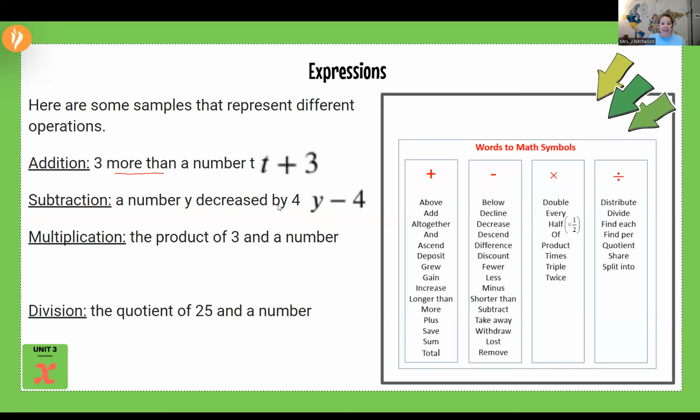The product of 3 and a number, they don't have a specific letter, so you can use whatever letter you want. The product needs to multiply, so we're going to have 3x, 3a, whatever you want. And then the last one, the quotient of 25 and a number. Since 25 comes first, you must write it first. 25 divided by x, it can look like that, like a fraction, because that represents division, right? Or you can also write it out this way. Both of those are absolutely correct.